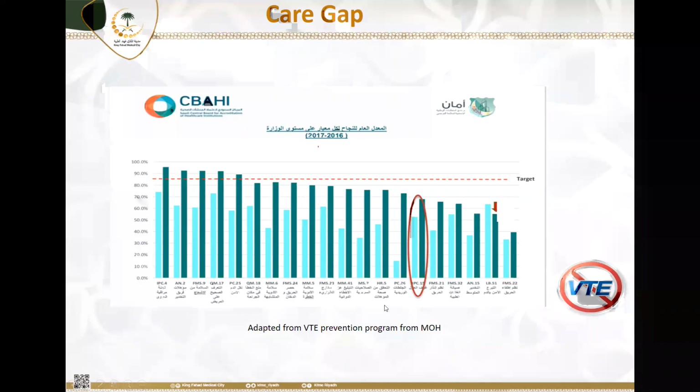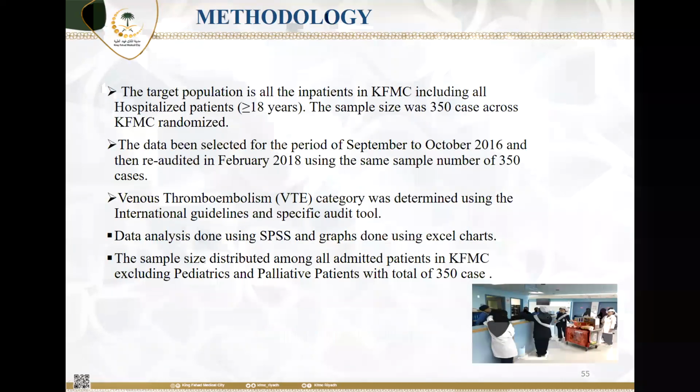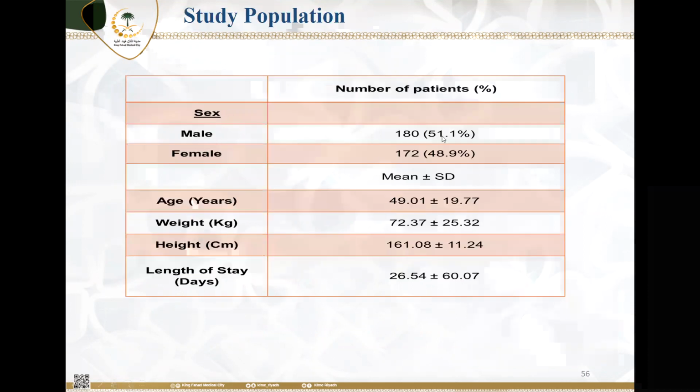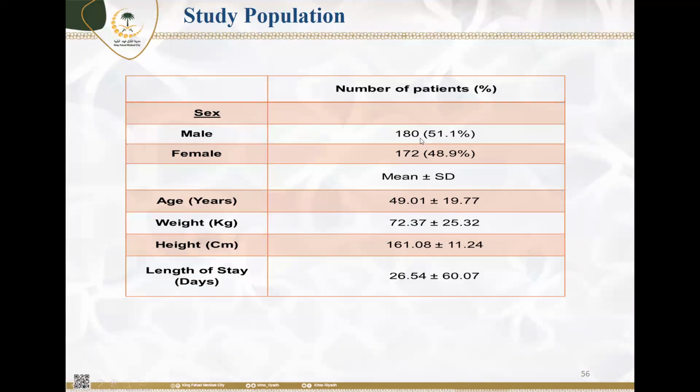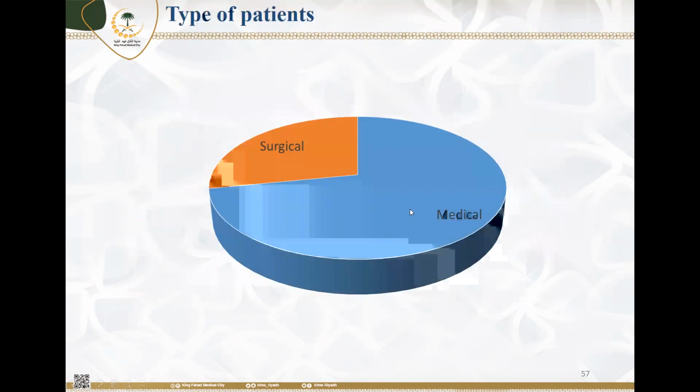This is a KPI. Now in the dashboard, you have venous thromboembolism. And what is the target population? This is when we started, about 2016 to 2018, about 350 cases, about 51%, about 180 male, and almost 50%, 172 female. The mean age, if you see our patient, is about 50. Our patient is sicker, older, with multiple comorbidities, cancer, longer length of stay, and they are obese as well.